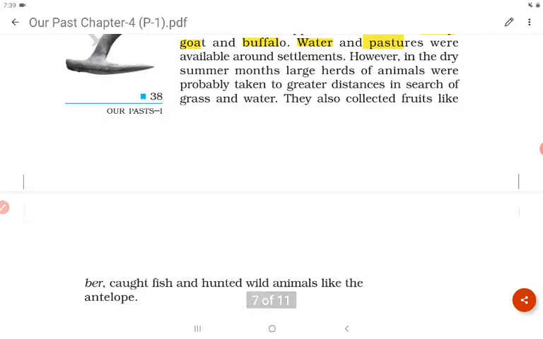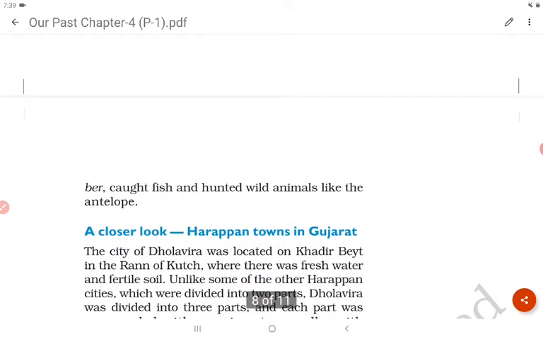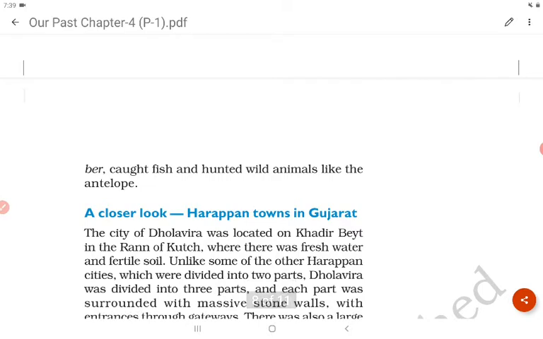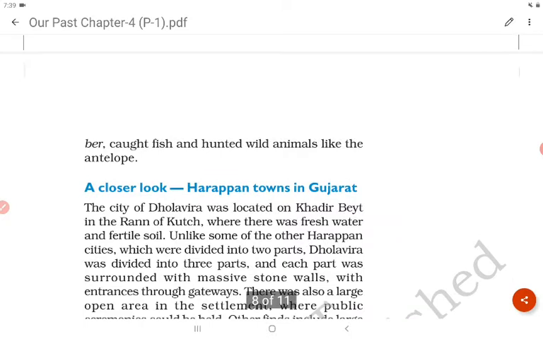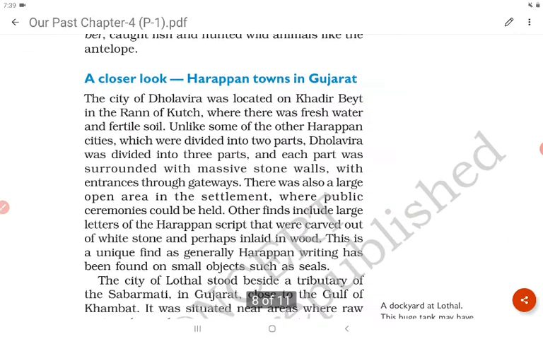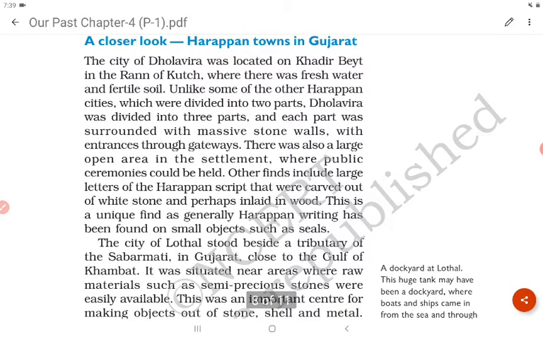They also collected fruits like ber, caught fish, and hunted wild animals like the antelope. A closer look: Harappan towns in Gujarat.